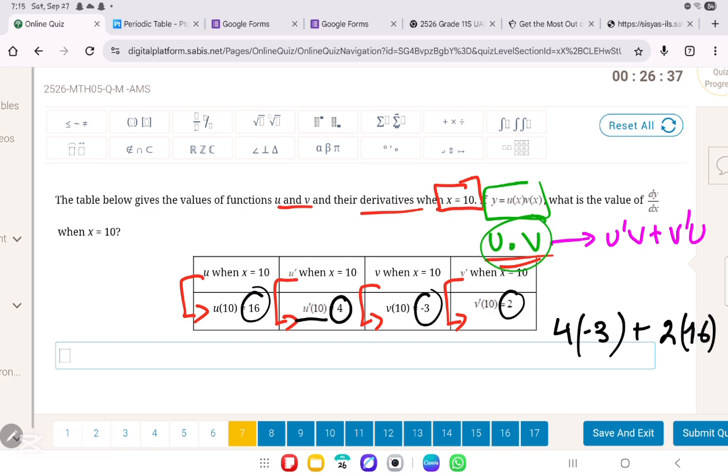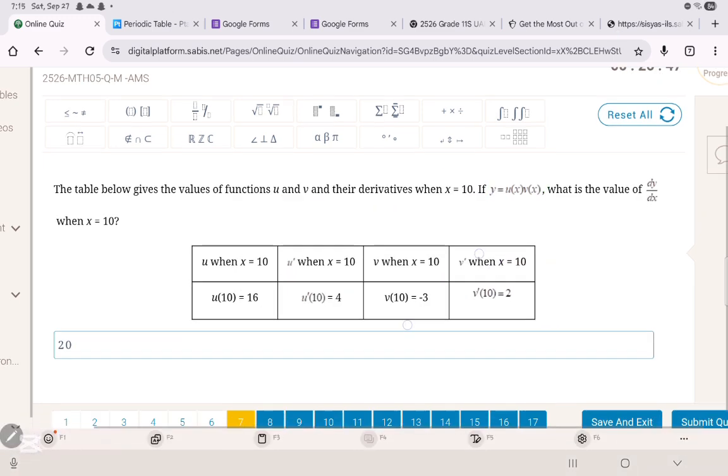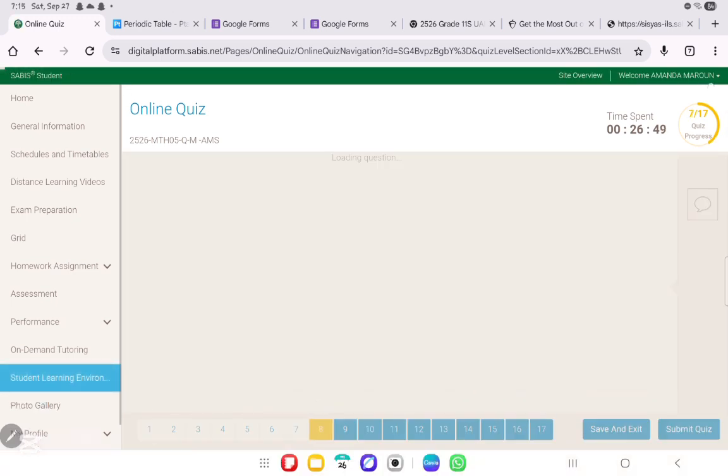Now you only put it on the calculator. 4 times minus 3 plus 2 times 16. That's going to give us an answer of 20. So very simply, our answer is 20. We'll move on to question number 8.